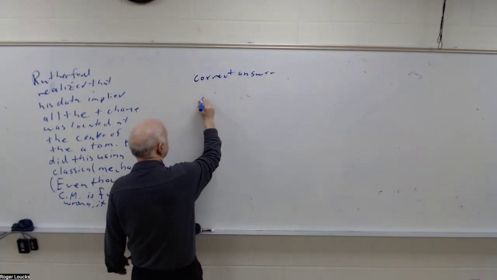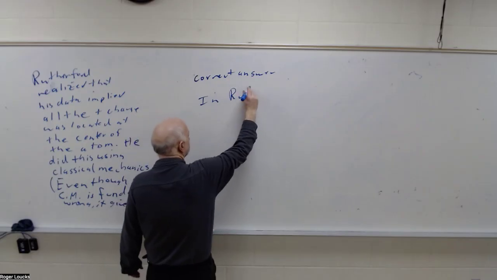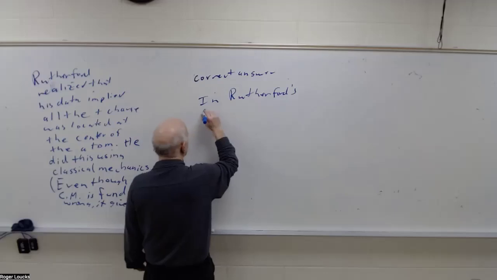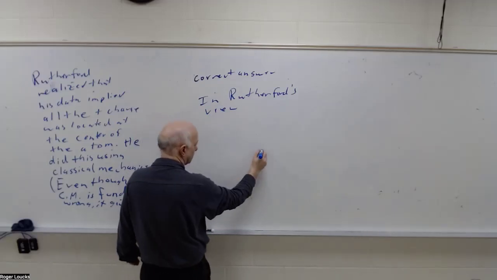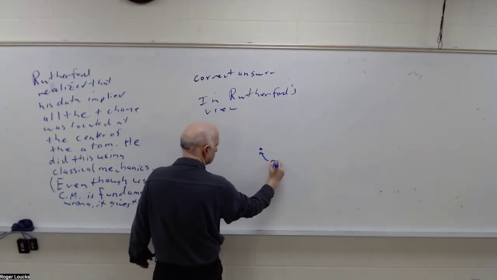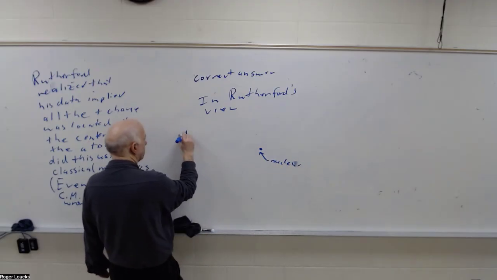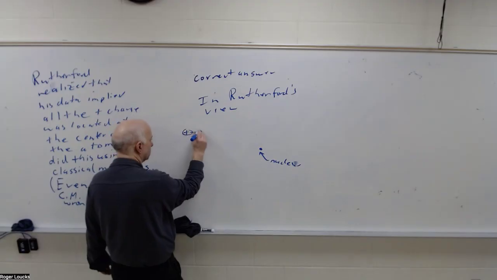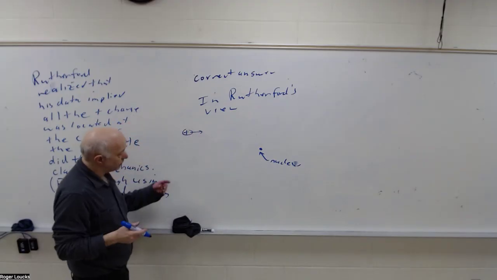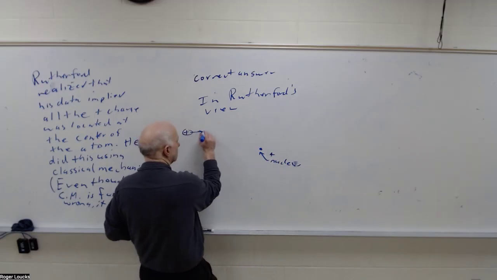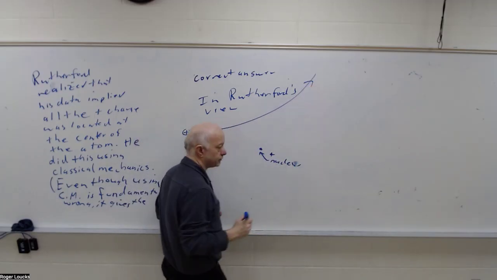So in his view, Rutherford's, he had this set. Here's the nucleus. And here's your alpha particle, which has a positive charge like this. So what's going to happen here? Well, this is positive. The data showed that. So this is just going to come in here and go like that.